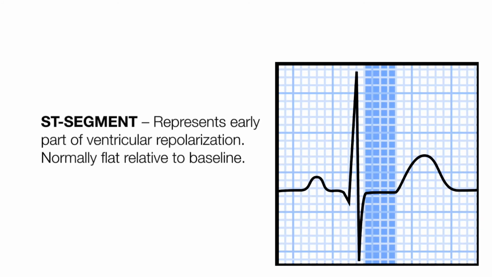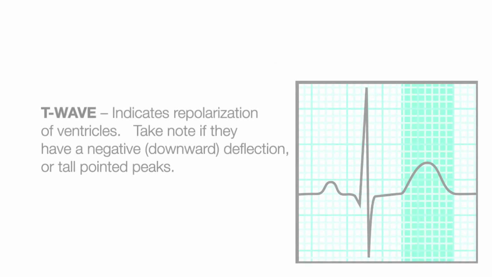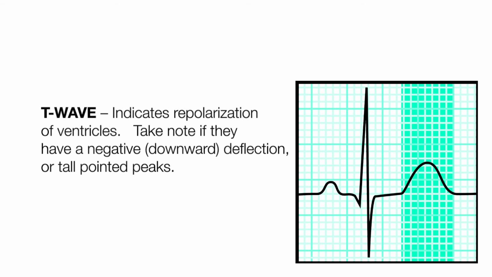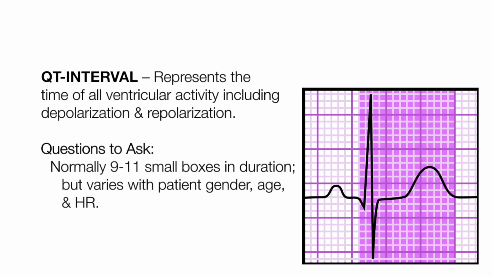Next, look at the ST segment. This represents the early part of ventricular repolarization. It's normally flat relative to the baseline. The T wave indicates repolarization of the ventricles. Take note if they have a negative or downward deflection or tall pointed peaks. And the last step is to look at the QT interval. This represents the time of all ventricular activity, including depolarization and repolarization. It is normally 9 to 11 small boxes in duration, but varies with patient gender, age, and heart rate.